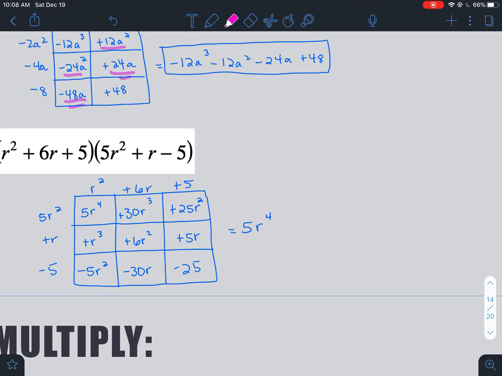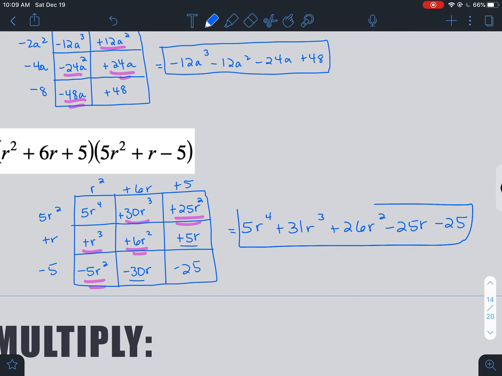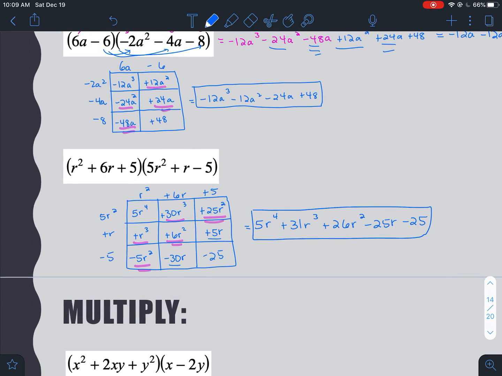And so if I simplify this, I've got 5r to the 4th, and then, again, my like terms happen to be in diagonals again, so 1r to the 3rd plus 30r to the 3rd would be 31r to the 3rd. And then I've got 25r squared, 6r squared, and negative 5r squared, which is going to be 26r squared. And then I've got 5r and negative 30r, so negative 25r, and then minus 25.